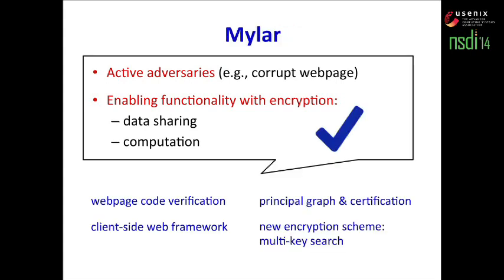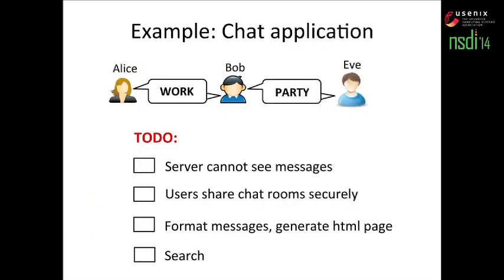Mylar addresses these challenges through a set of new techniques: web page code verification, principal graph and certification, using a client-side web framework to facilitate encryption, and developing a new encryption scheme, which we call multi-key search. So to explain how these work and how Mylar works overall, let me take as a running example a chat application. In this application, Alice and Bob share a chat room called Work, and Bob and Eve share a chat room called Party.